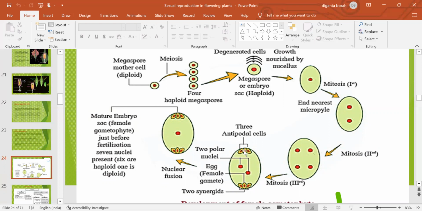Out of 8, 3 will go to this side and 3 will go to this side and 2 come into the center. These 3 cells are called antipodal cells and the other 3 cells are called the egg apparatus. Egg apparatus means, among these 3 cells, the center one is called the egg cell. Look, here is the labeling: the center one is the egg cell, and the other 2 cells are called 2 synergids. In the center, two nuclei come together and become a diploid cell, known as the polar nuclei. So this is the cell division of a female gametophyte.